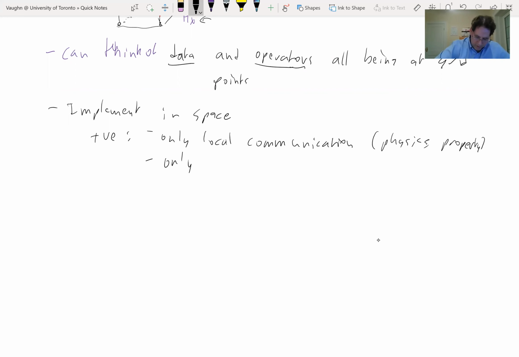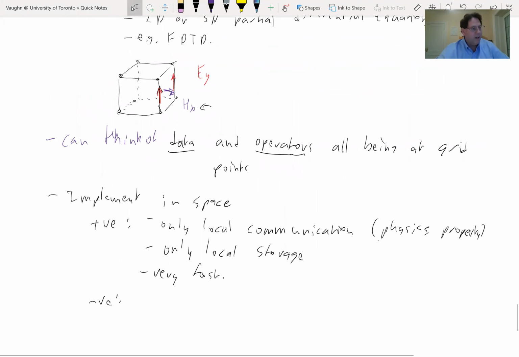Okay, we also have only local storage. Okay, so those two things together are great. Makes this very fast. Okay, think of any negatives. So far that all sounds good. Is there a negative to thinking about the computation this way?